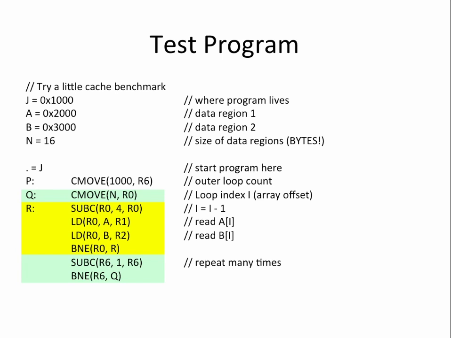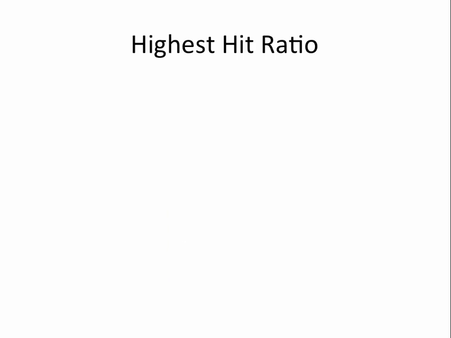R2 is loaded with B of 3. As long as R0 is not equal to 0, the loop repeats itself, each time accessing the previous element of each array until the first element, index 0, is loaded. Then the outer loop decrements R6 and repeats the entire thing 1,000 times.